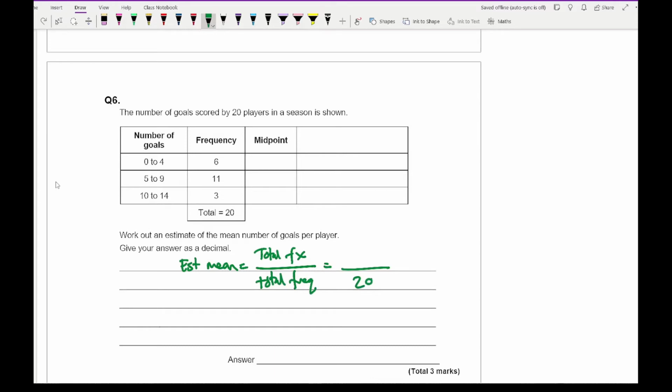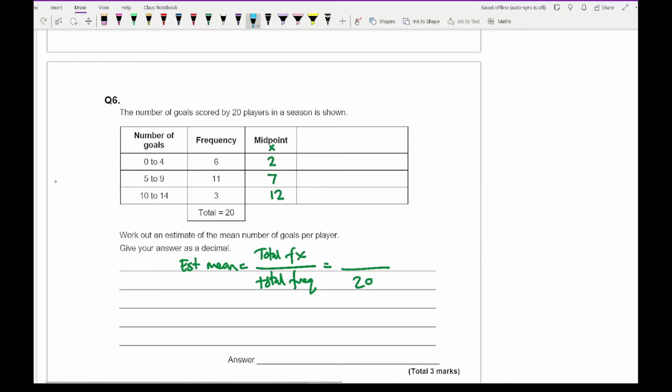Now with grouped data, what you've got to do is use x as the midpoint of the group. And to work out the midpoint, if you don't know it, just add the two numbers, the lower and upper bounds, together and divide by 2. So here 4 plus 0 is 4, divided by 2 is 2. 9 plus 5 is 14, divided by 2 is 7. And 14 plus 10 is 24, divided by 2 is 12.